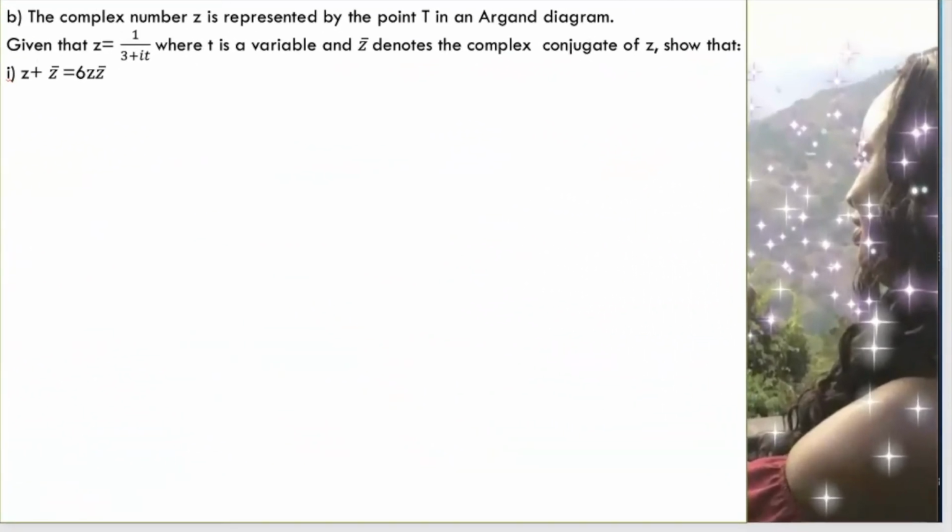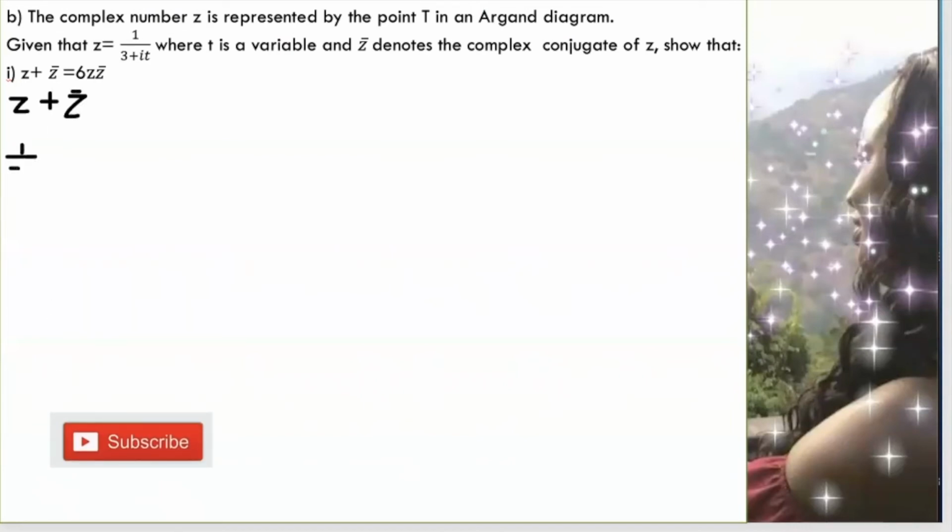The final question: we are given the complex number z is represented by the point T in an Argand diagram. Given that z equals 1 over 3 plus it, where t is a variable, and z bar denotes the complex conjugate of z, show that z plus z bar is equal to 6 times z bar times z.